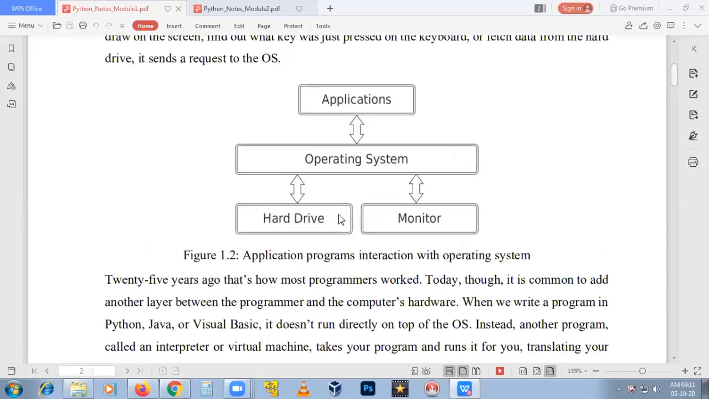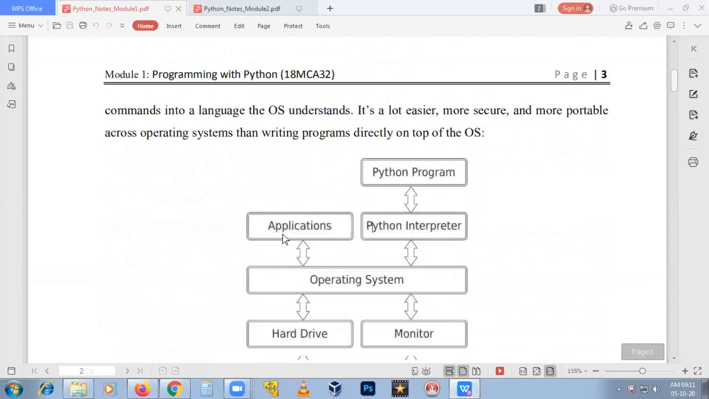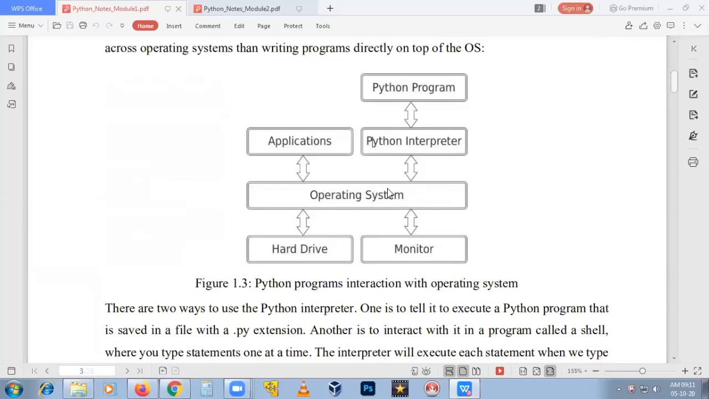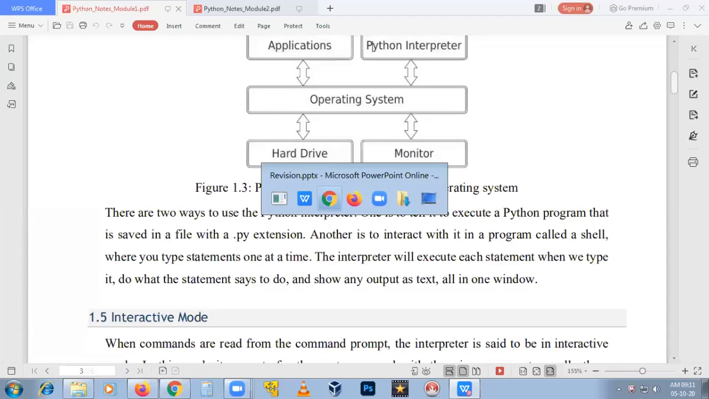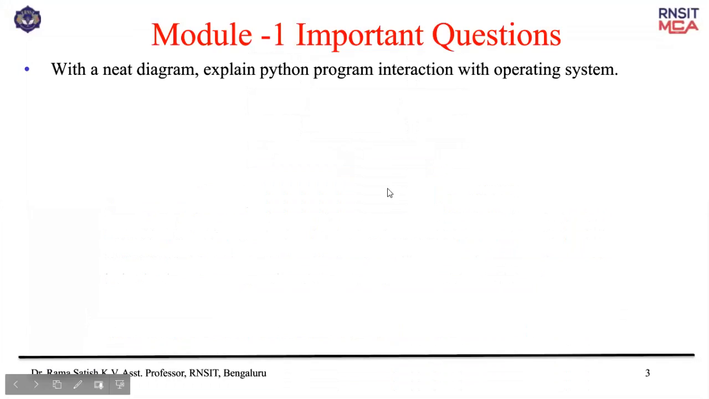And not only how it works, we also have the Python interpreter, how it is associated with the operating system, how the Python interpreter executes the program. This entire concept you have to explain for this. This is a very common question in most of the examinations. So if you want to note down, please note down: with a neat diagram, explain Python program interaction with operating system, how exactly it works.